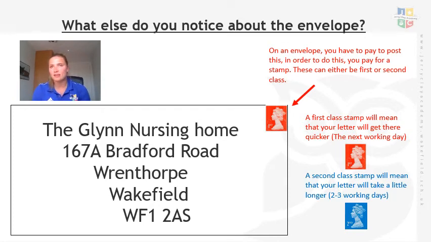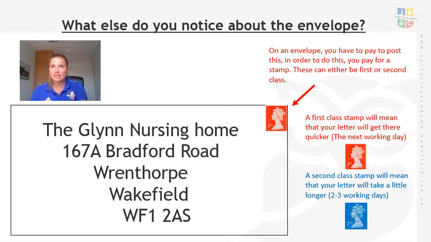And this is because it is slightly more expensive because it will be delivered the next day, so the next working day. So people work Monday to Friday usually, and that's what they class as a working day. So if it's the next working day, if it was Tuesday today and you posted it on a Tuesday, your letter would be received by whoever you're sending it to on the Wednesday. Whereas a second class stamp will take a couple of days, so 2 or 3 working days.